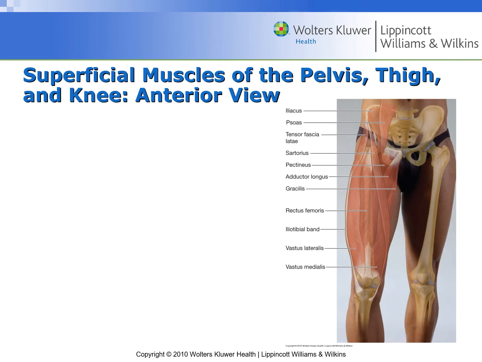Now let's consider the superficial muscles of the pelvis, thigh, and knee from an anterior view, beginning with the iliacus, followed by the psoas, the tensor fasciae latae, the sartorius, the pectineus, the adductor longus, the gracilis, the rectus femoris, the iliotibial band, the vastus lateralis, and the vastus medialis.